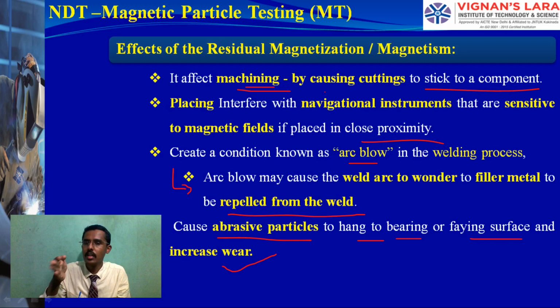So maybe the wear may increase, or maybe it's sticking to the component, or maybe the arc flow increases, so it may be rippled from the weld. A lot of mistakes may happen. So importantly, we should do this demagnetizing treatment.